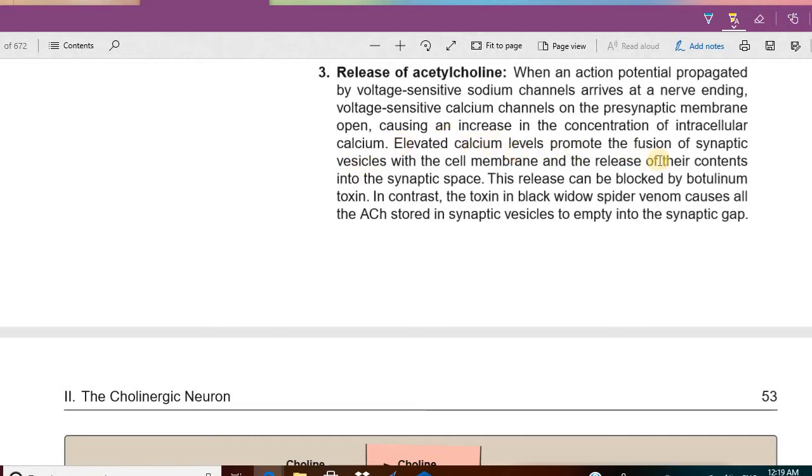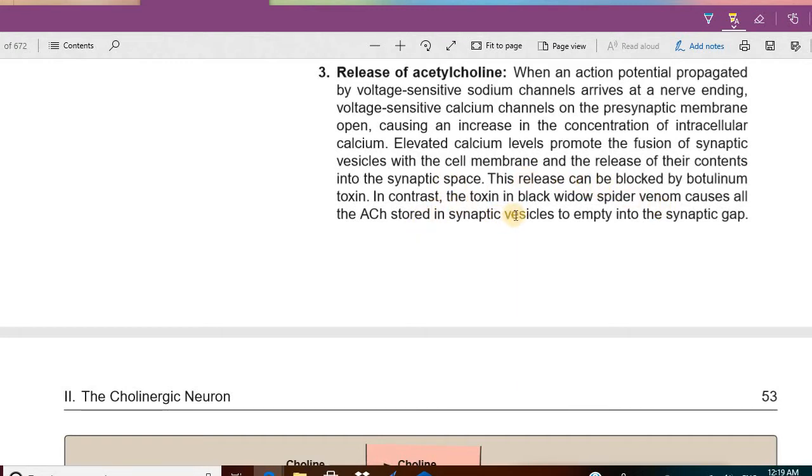causing an increase in the concentration of intracellular calcium. Elevated calcium levels promote the fusion of synaptic vesicles with the cell membrane and the release of their contents into the synaptic space. This release can be blocked by the botulinum toxin.